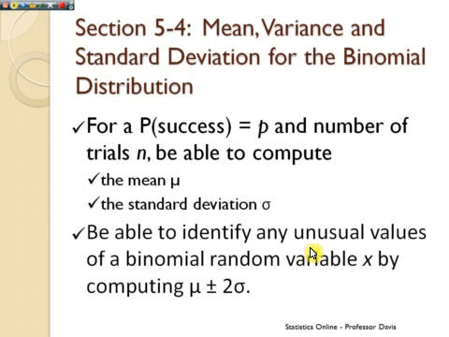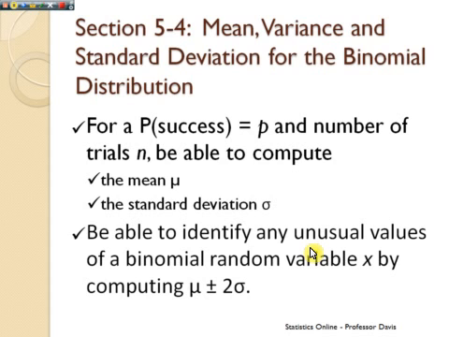To find the standard deviation, we take the number of trials times the probability of success times the probability of failure, and then take the square root of that product. That will give us the standard deviation. That's sometimes called the square root of n times p times q. q is sometimes used to denote the probability of failure, in other words, the complement of the probability of success.